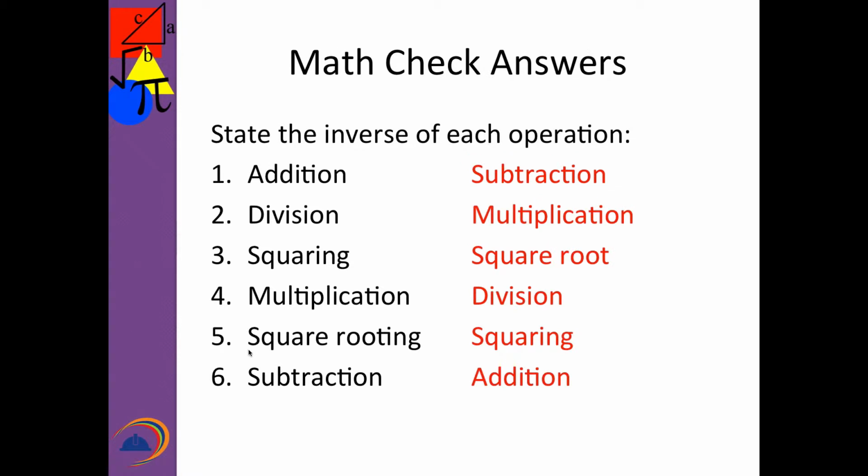Welcome back. Here are our answers. The inverse of adding is subtracting. Number 2, the inverse of dividing is multiplying. The inverse of squaring is taking a square root. Number 4, the inverse of multiplication is division. Square rooting's inverse is squaring, and subtraction's inverse is adding. You probably learned most of these when you were learning to solve equations.